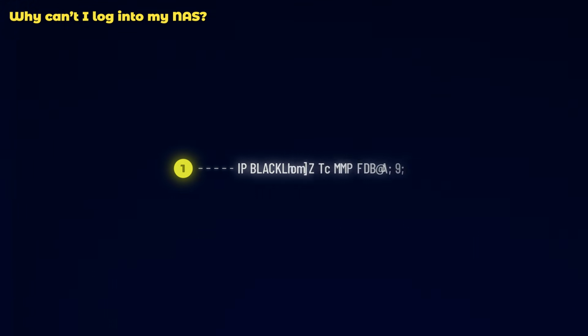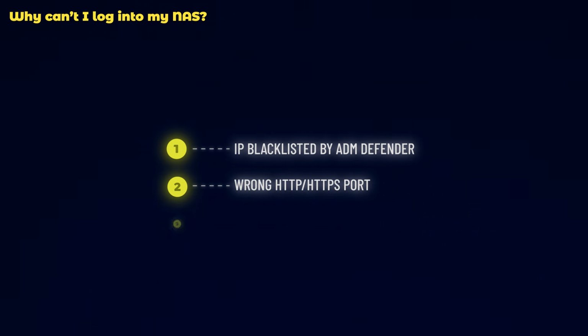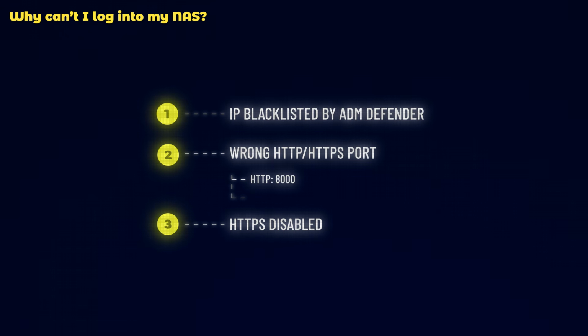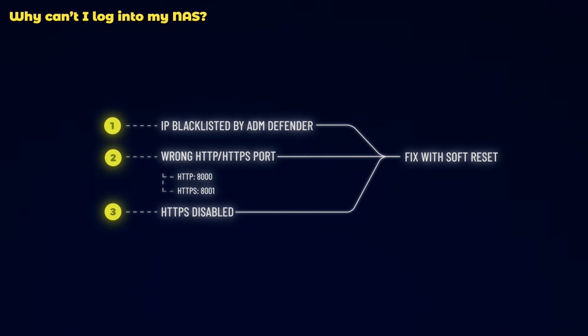Your IP might be blacklisted by ADM Defender. You could be connecting through the wrong port, or HTTPS might not be enabled. Double-check the port first. The defaults are 8000 for HTTP and 8001 for HTTPS. And if nothing else works, a quick reset with the button on the back brings all of these settings back to default, so you can log in again.